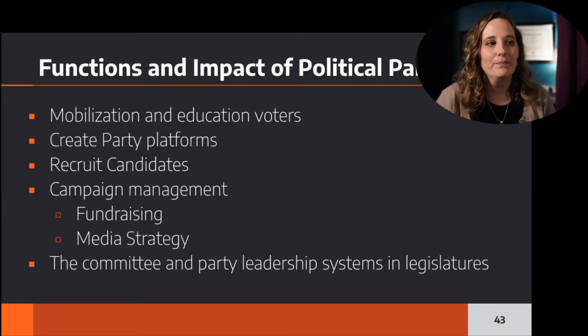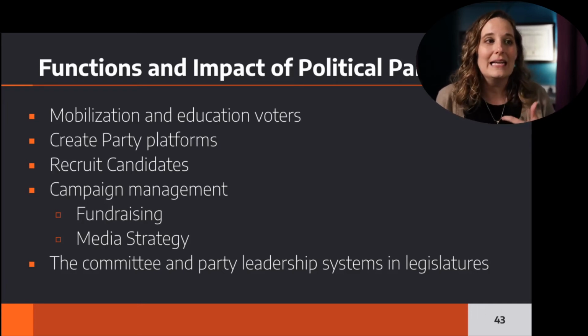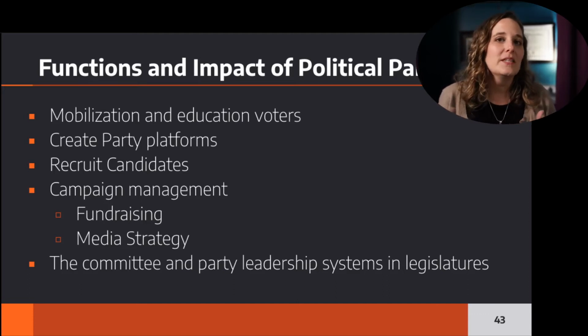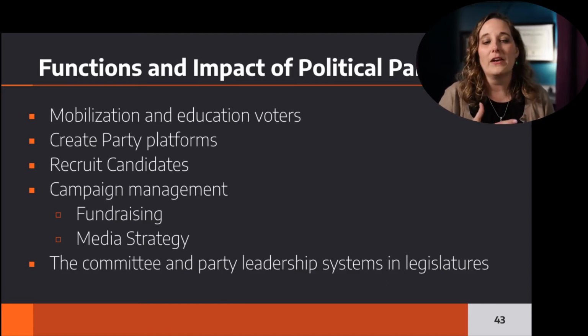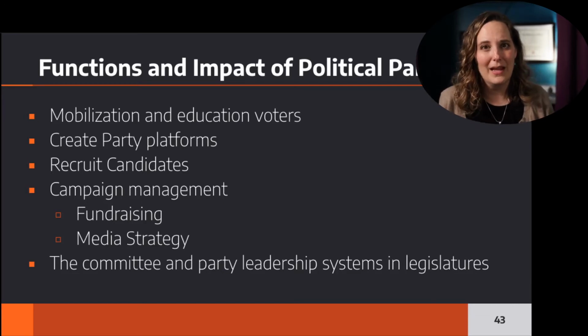Another job that the political parties will take care of during a candidate's run is campaign management, specifically in the roles of fundraising and media strategy. Those can be really big jobs, especially now in the age of mass media, and sometimes even in micromedia, which we'll talk about later on in the unit.